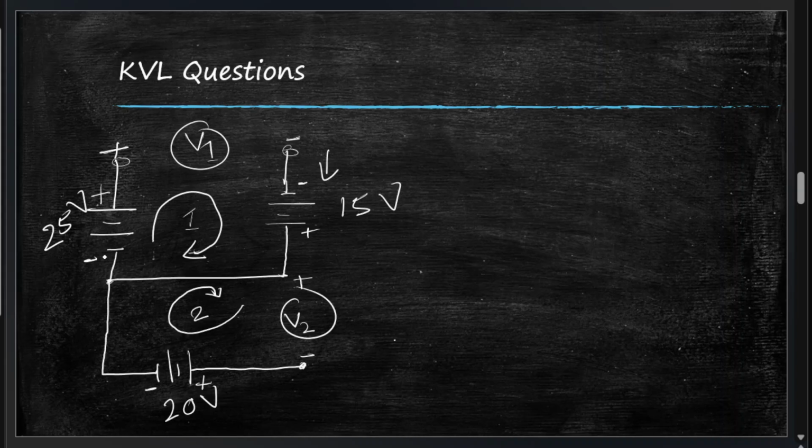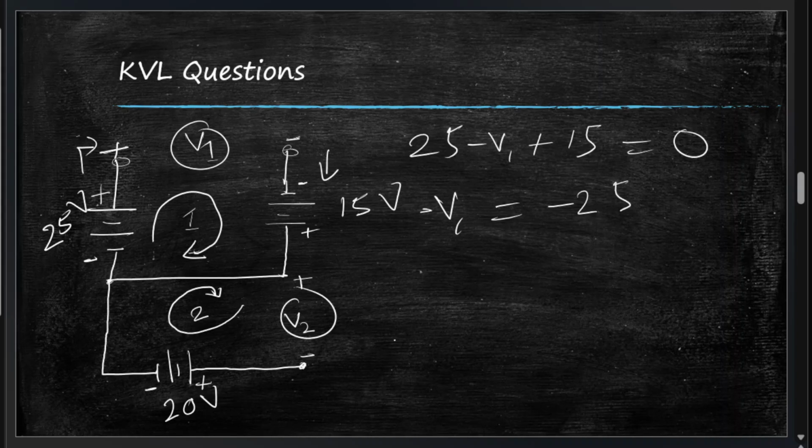So 25 volts is, let's start KVL for the first loop, 25, and then entering through plus for V1, so minus V1, and then entering through minus for 15, so it'll be plus 15 equal to 0. So minus V1 is equal to minus 25 and minus 15. So V1 is equal to, minus cancels, 40 volts. That's V1.